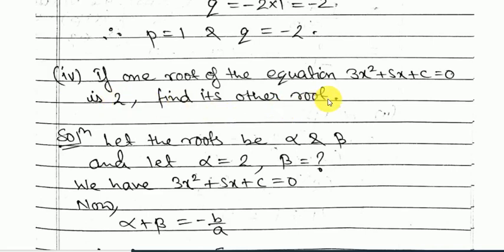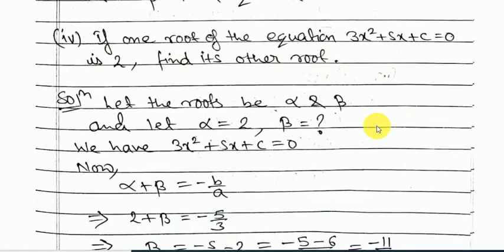Now we know the relations between the roots, like sum and the product. So we are going to use those relations only. Here we are assuming those roots to be alpha and beta. I'm letting alpha be 2 and beta I don't know, because out of two roots, one is given to us. So alpha is equal to 2 and beta is the other root.